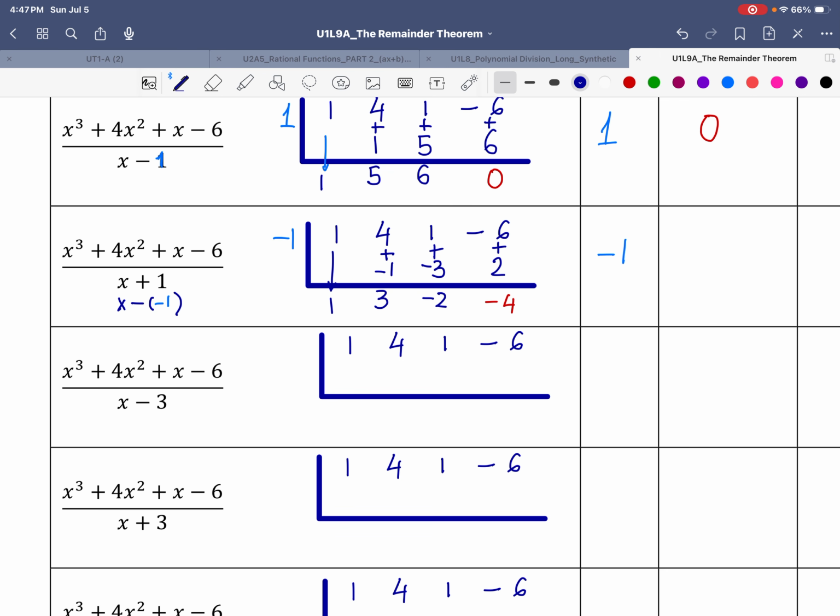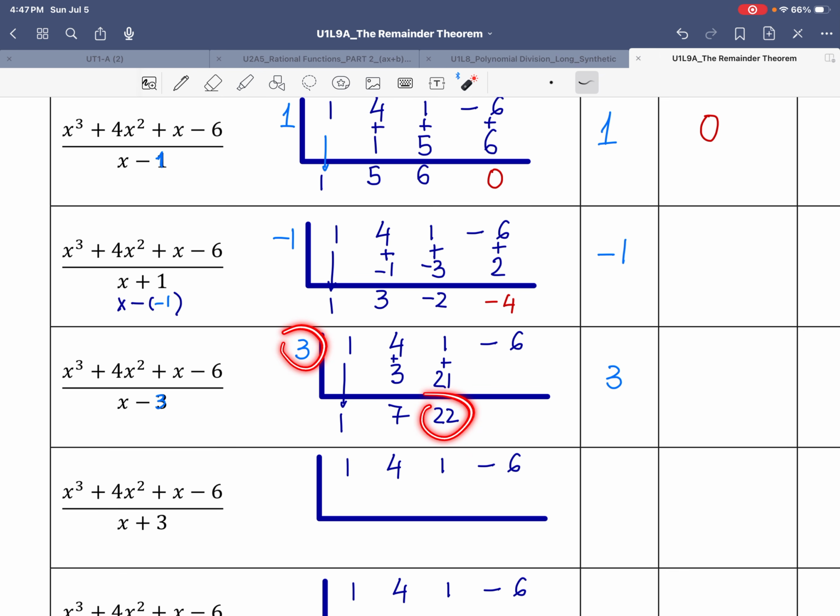Next, we're dividing by x minus 3. So the value of b is 3. We'll write 3 here and record b on the chart. Bring 1 down. 1 times 3 is 3. Add: 7. 7 times 3 is 21. Add: 22. 22 times 3 is 66. Add again, positive 60. Positive 60 will be the remainder.